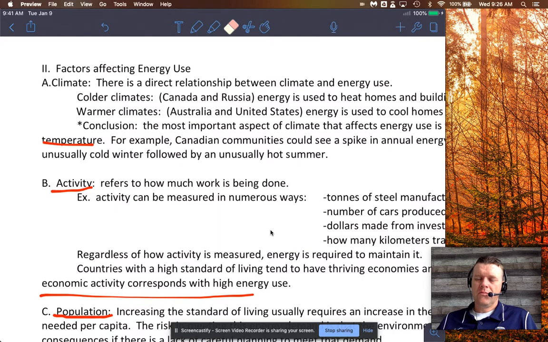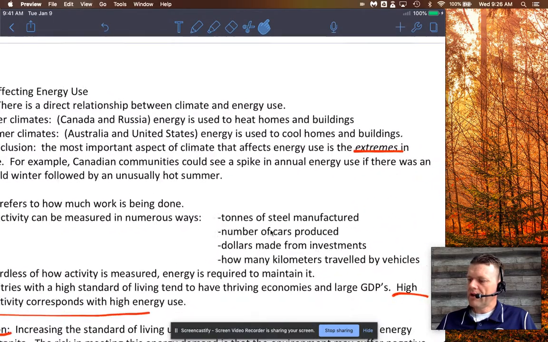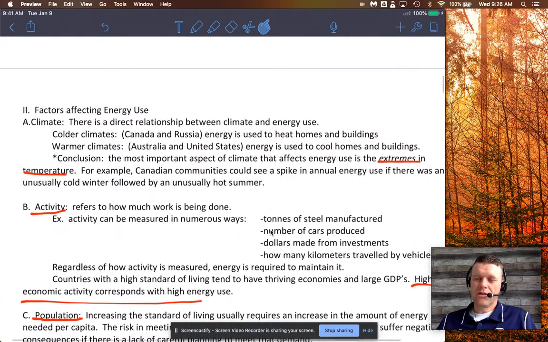Climate. There's a direct relationship there, and it's mostly the extremes in temperature that are a factor, and I highlighted that here. If you're in a cold climate, you're going to use energy because you're heating buildings. If you're in a warm climate, you're going to use energy because you're cooling buildings.